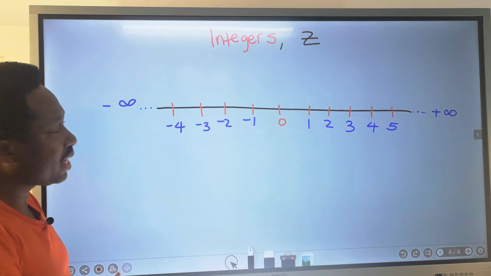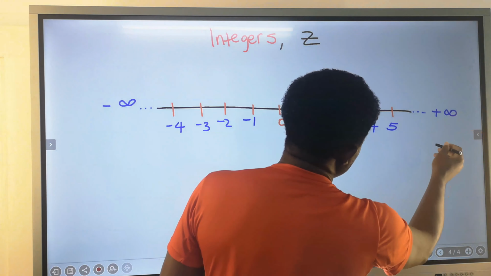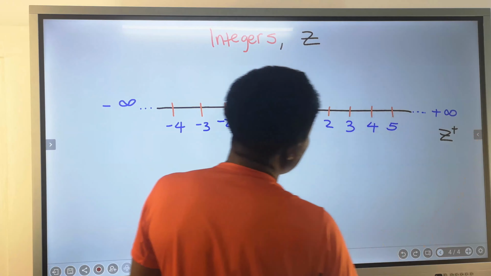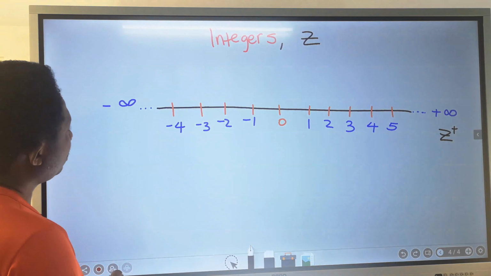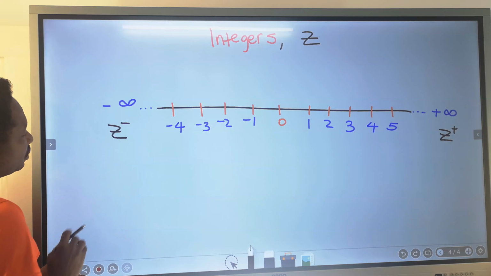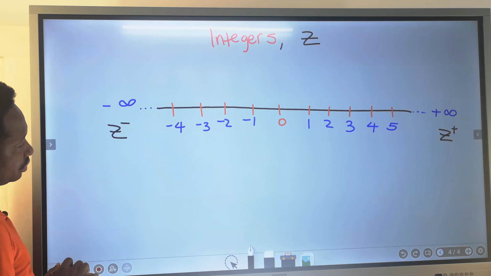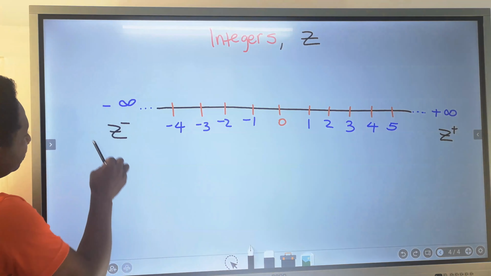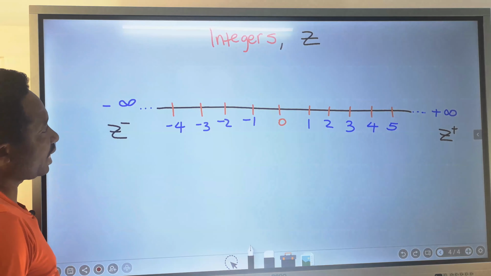When considering integers, instead of using positive infinity, I can use Z plus, showing all the positive side of the integers. Likewise, I can use Z minus, which is a superscript of minus. This is a superscript of plus. This is representing all the negative part of the integers.